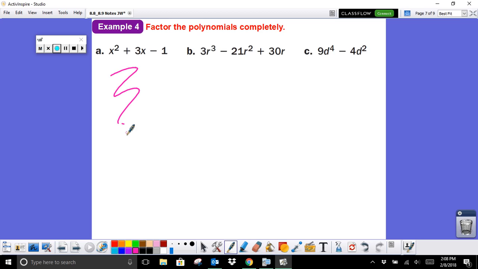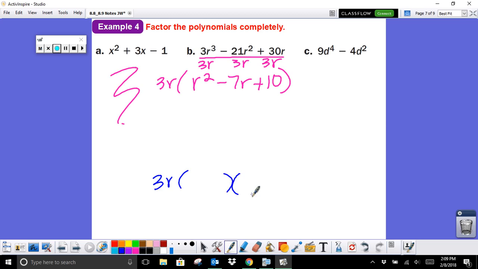All right, so going off of that flow chart, our first step is GCF. So what do all of these have in common? They all have 3R in common. So if I take 3R out, I'm now going to write out what's left. So I'm left with R squared minus 7R plus 10. Now that 3R that we took out, remember that is going to be part of our answer at the end, but for right now I'm done with that.